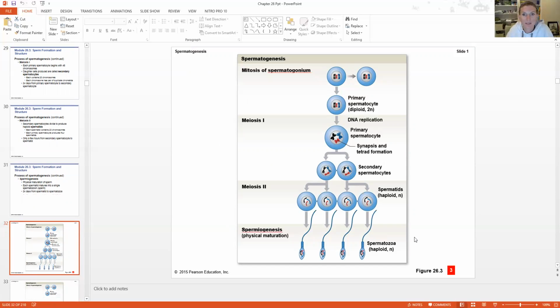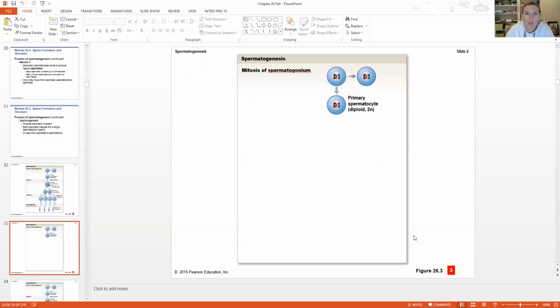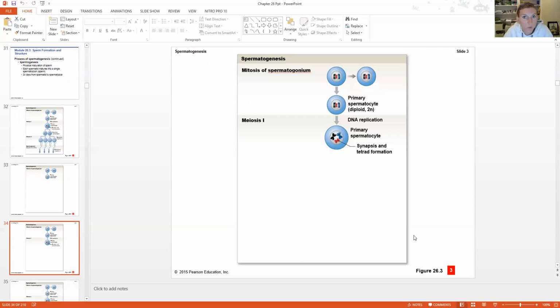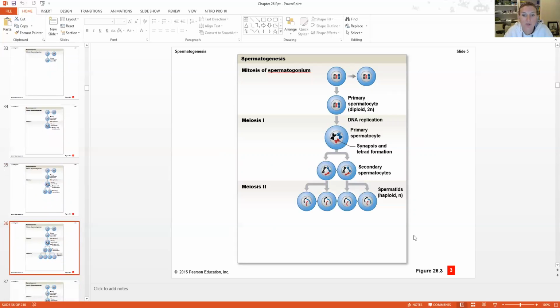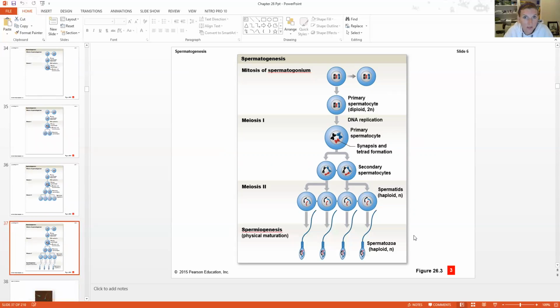So this slide basically summarizes everything. Let's break it down one by one. You have your mitosis that takes place, your spermatogonium dividing into another spermatogonium and a primary spermatocyte that is diploid. Then in meiosis 1, you have DNA replication occurring. Your primary spermatocyte is undergoing synapsis, this crossing over that occurs, mixing up the genes, dividing into secondary spermatocytes. Our secondary spermatocytes in meiosis 2 do not duplicate chromosomes, they just divide. And now we have haploid spermatids. These haploid spermatids will undergo spermiogenesis to form all of the parts of a functional sperm.